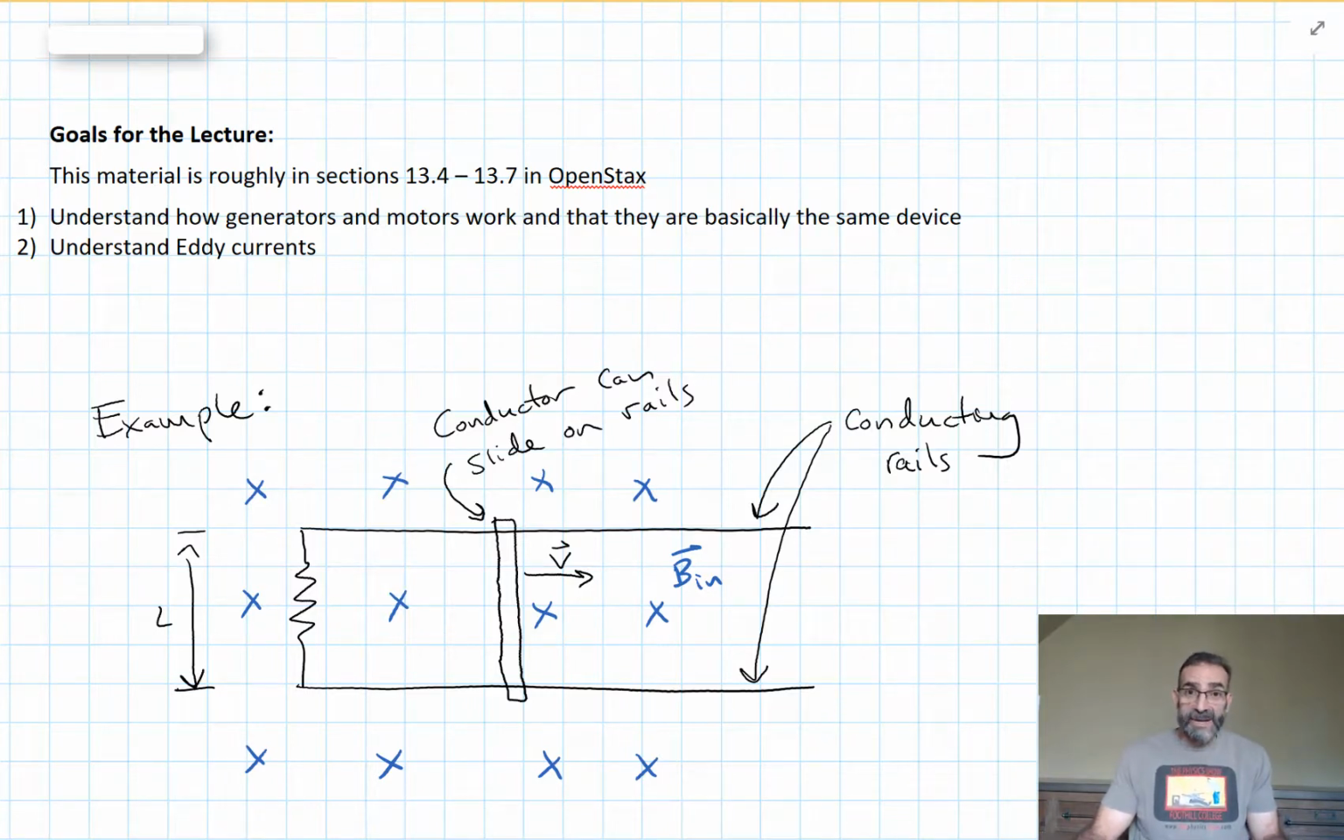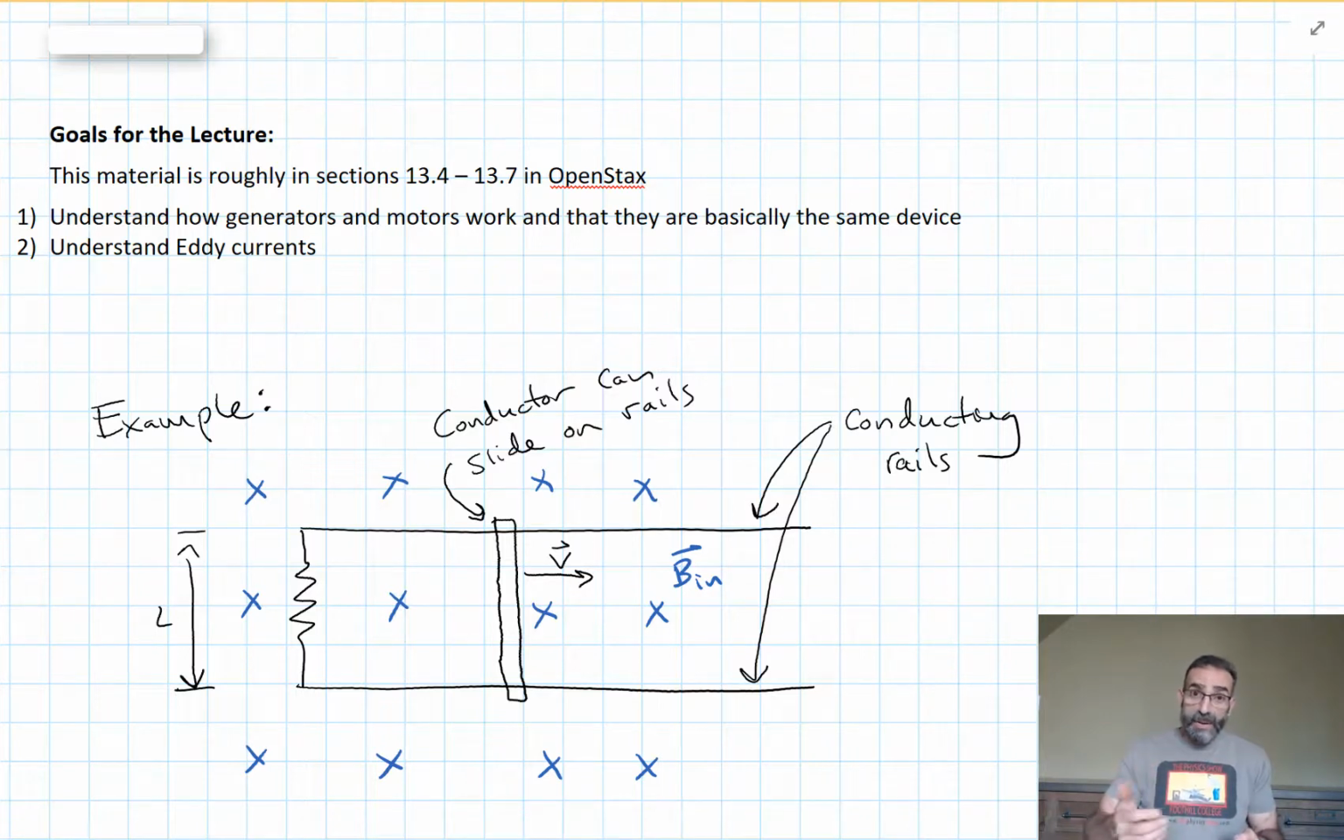We used Lenz's law to figure out what direction the current flows in this circuit. We said the bar sliding to the right increases the area, which increases the amount of flux, and the magnetic field is pointing into the page. So we're increasing the flux into the page. A current is going to get set up to try to get it back to its original state of low flux. It's going to try to subtract from the magnetic flux caused by this external magnetic field.